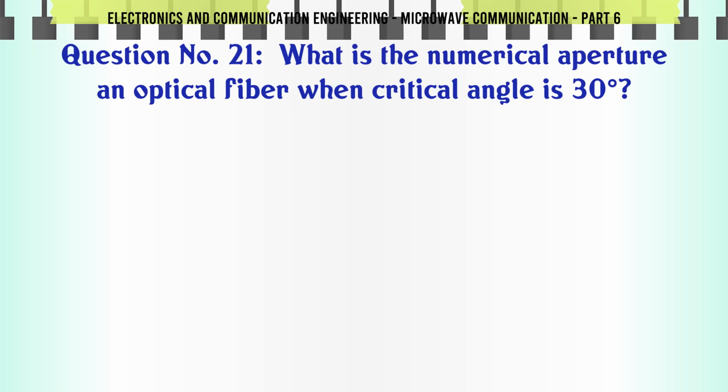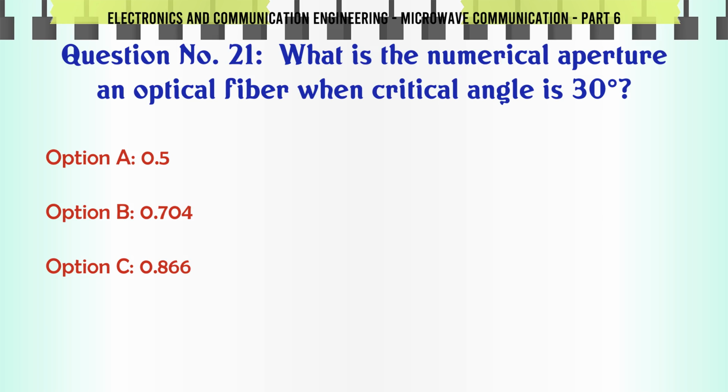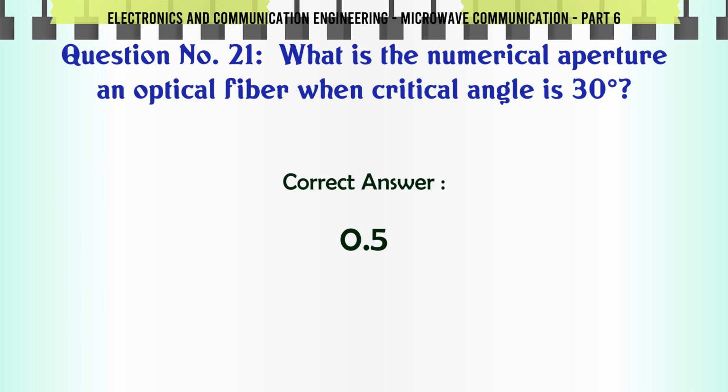What is the numerical aperture in optical fiber when critical angle is 30°? A. 0.5, B. 0.704, C. 0.866, D. 0.2. The correct answer is 0.5.